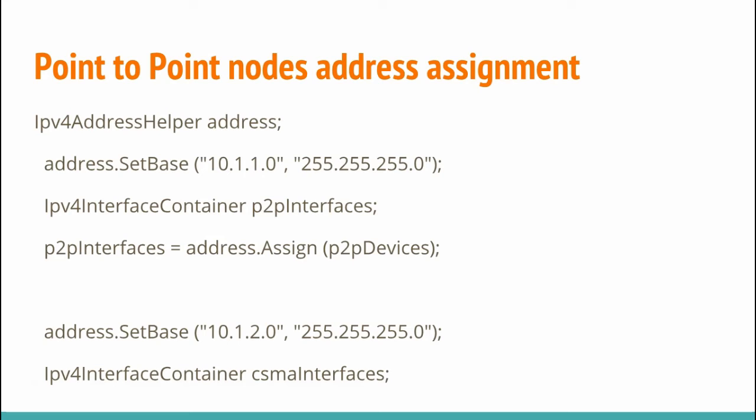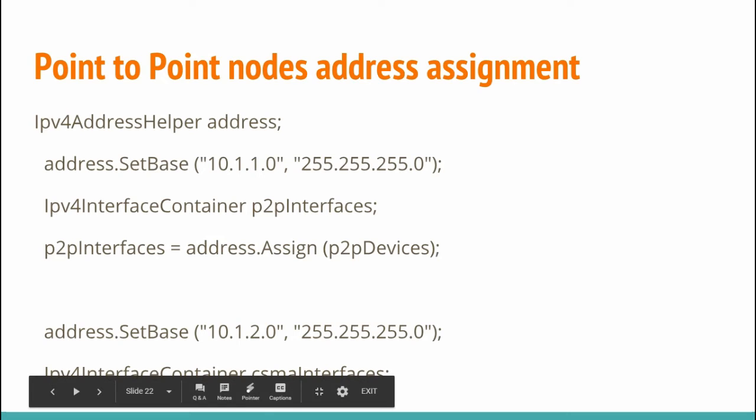After setting the rules, we need to assign the addresses. That can be done using this Ipv4AddressHelper, and this class is used to assign addresses. The base address set for point-to-point interfaces is 10.1.1.0, and 255.255.255.0 is the subnet mask of this point-to-point network. And for the CSMA, the address base is defined here and the subnet mask is defined here.